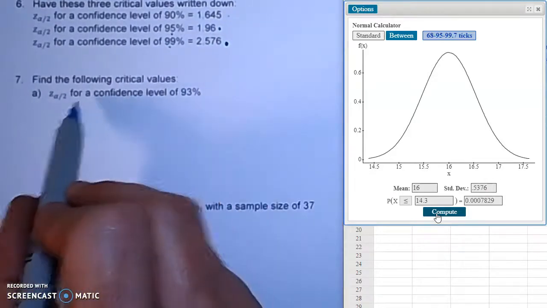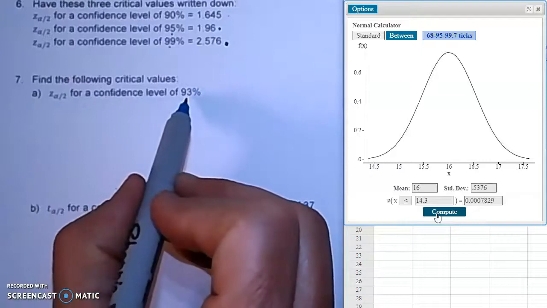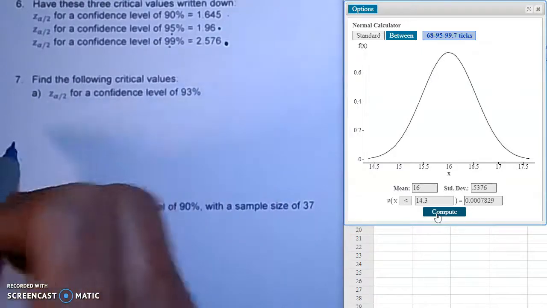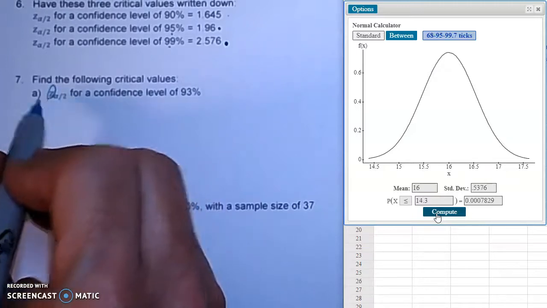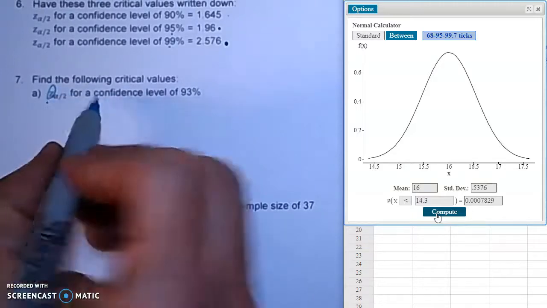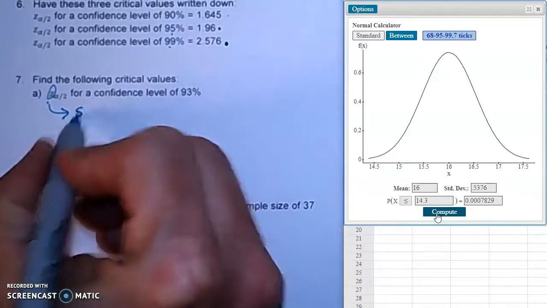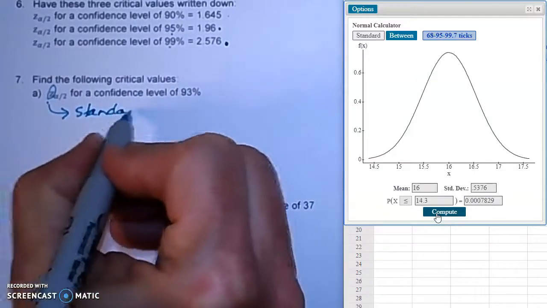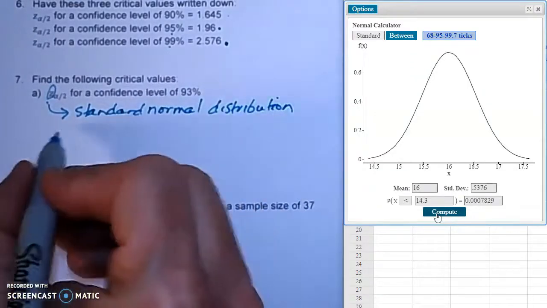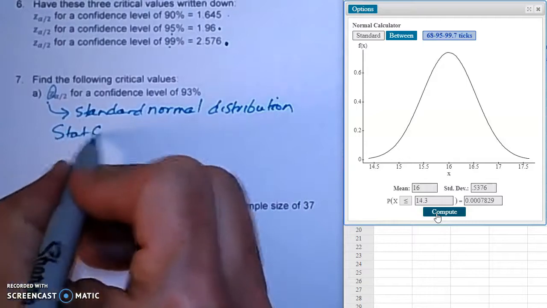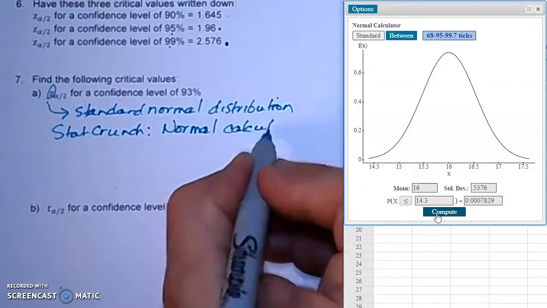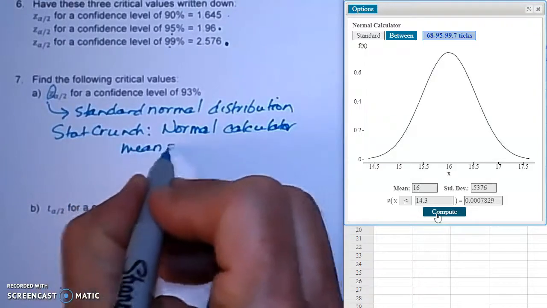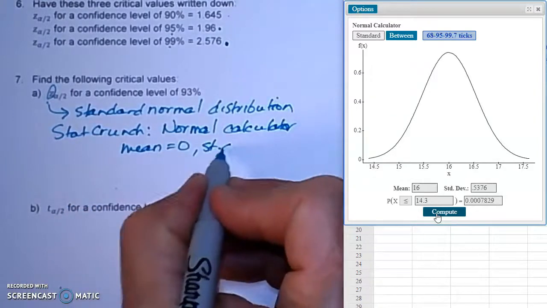Now let's say we're trying to find a critical value for a little bit different confidence level. It's very important in these to look at what the variable is here. If this is a z, that means that we're talking about the standard normal distribution. And that means in StatCrunch, we're going to use the normal calculator with a mean of 0 and a standard deviation of 1.